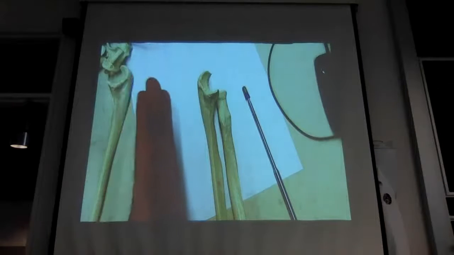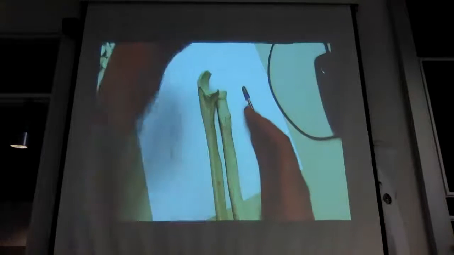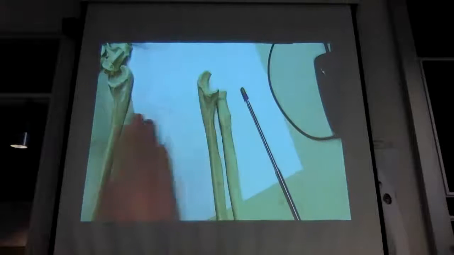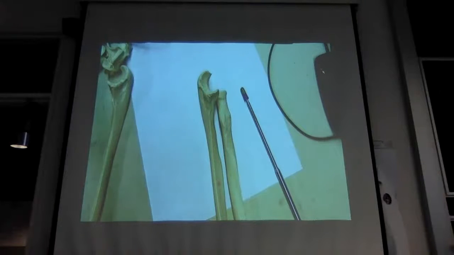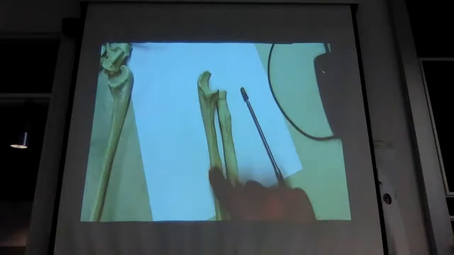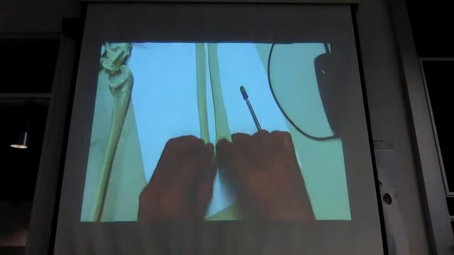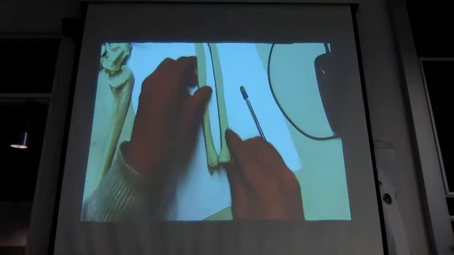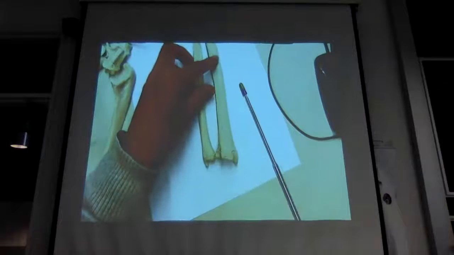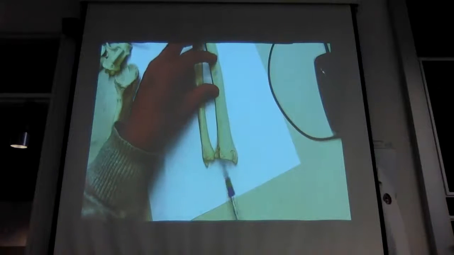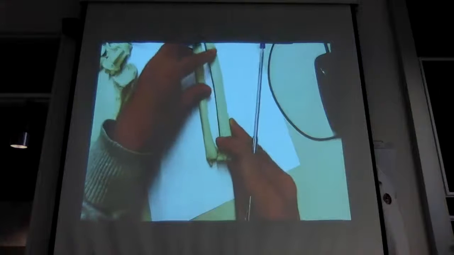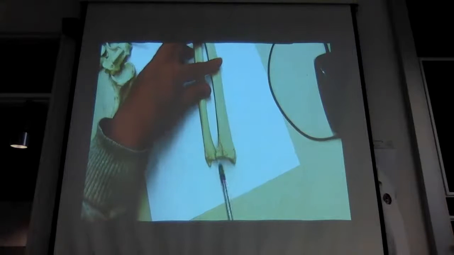One more time, this is medial, lateral, proximal, distal, anterior, posterior. This is the left radius, left ulna. Going on the distal side, you'll see that they form this little area here. This is where the carpal bones will fit in.